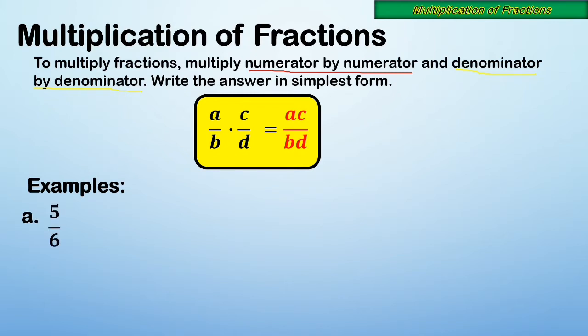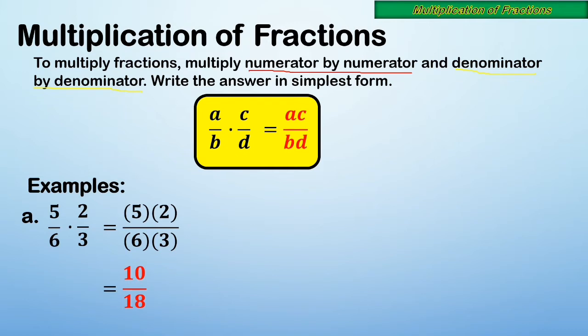Example, 5 over 6 times 2/3. Simply multiply 5 times 2 over 6 times 3. Numerator, 5 and 2 multiply, 6 and 3 multiply, which is 10 over 18. Then simplify. What is the greatest common factor of 10 and 18? The greatest common factor is 2. Therefore, divide both numerator and denominator by 2. The answer is 5 over 9.